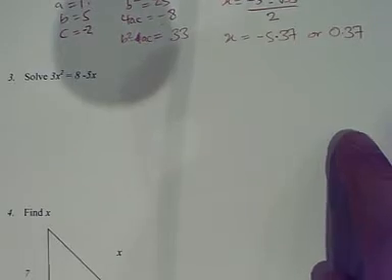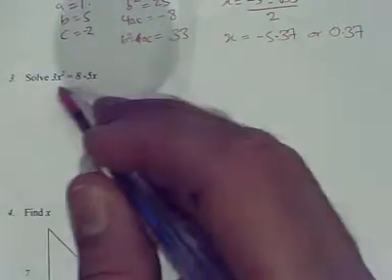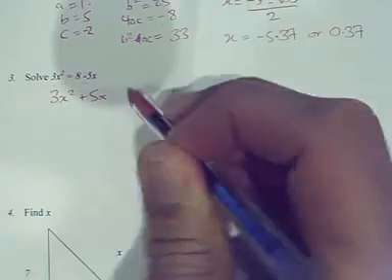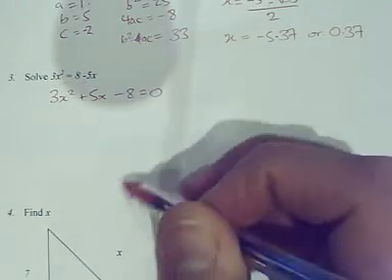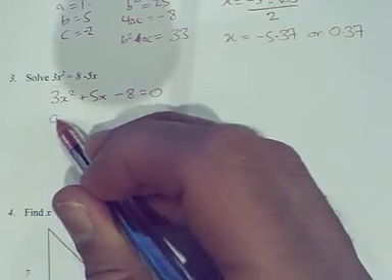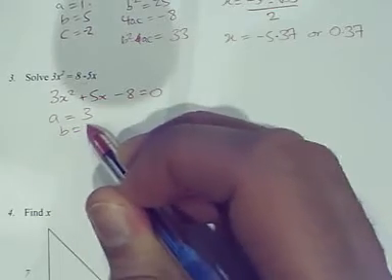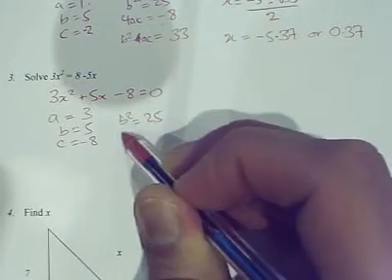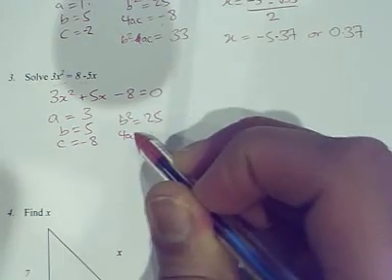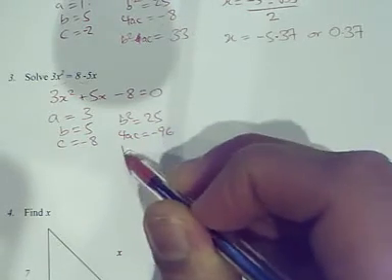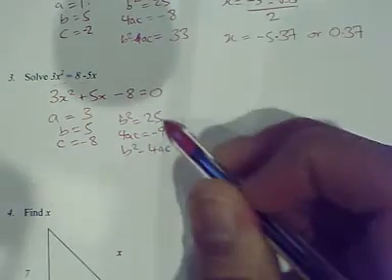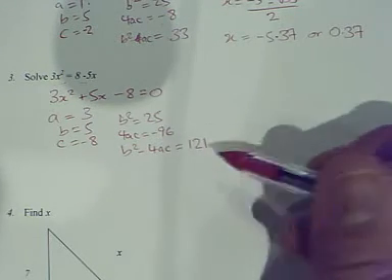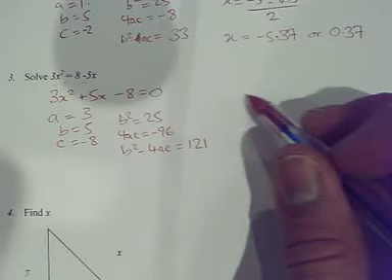For the second one, made slightly more difficult by the fact that this is not yet equal to 0, so we need to add 5x to both sides and take away 8. Now we can apply the same principle. A equals 3, b equals 5, c equals -8, b squared equals 25. AC is -24, so 4AC equals -96, which means b squared minus 4AC is 25 take away -96, which is 121. Take away -96 and you add them.